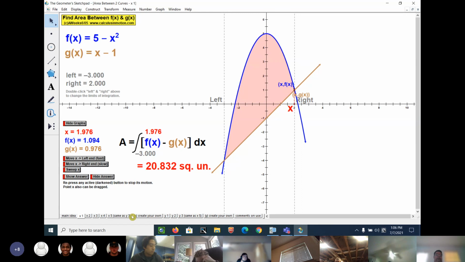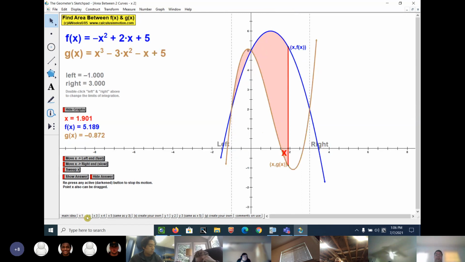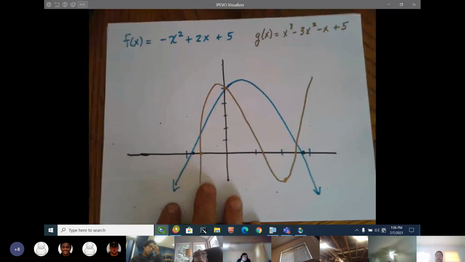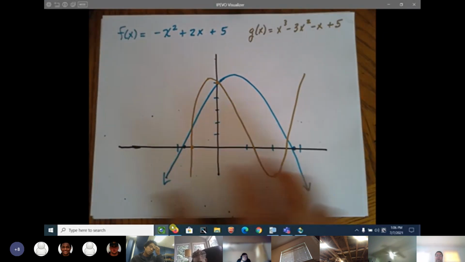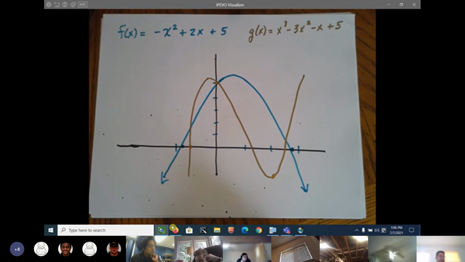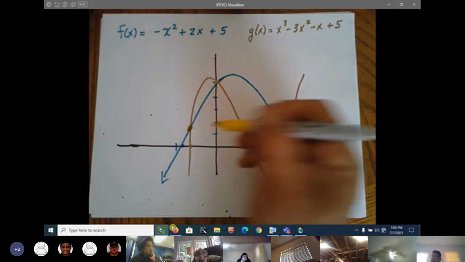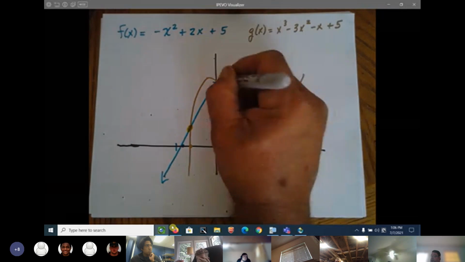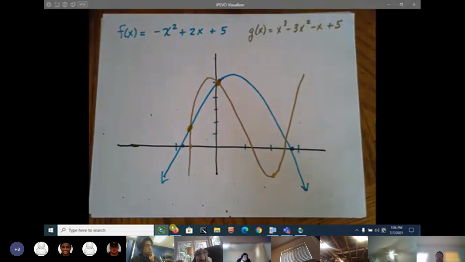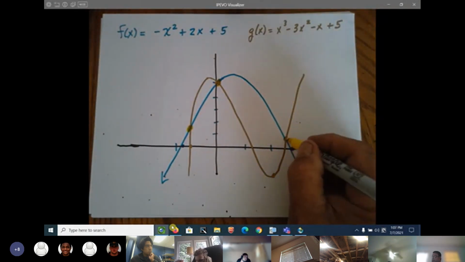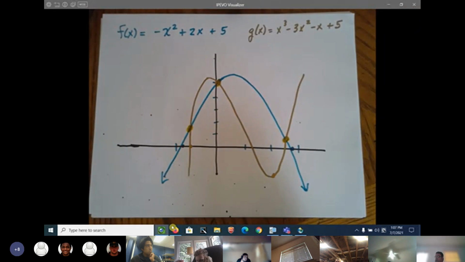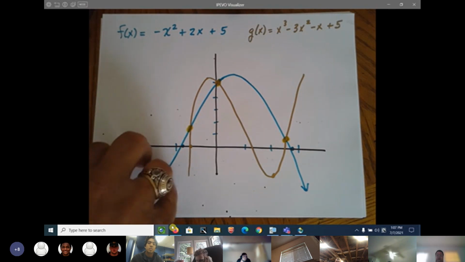Okay, now let's go back to this one. Sorry about that, I forgot. All right, here we go. There's our drawing. And we've got to find this point and this point. So we got to set them equal to each other.